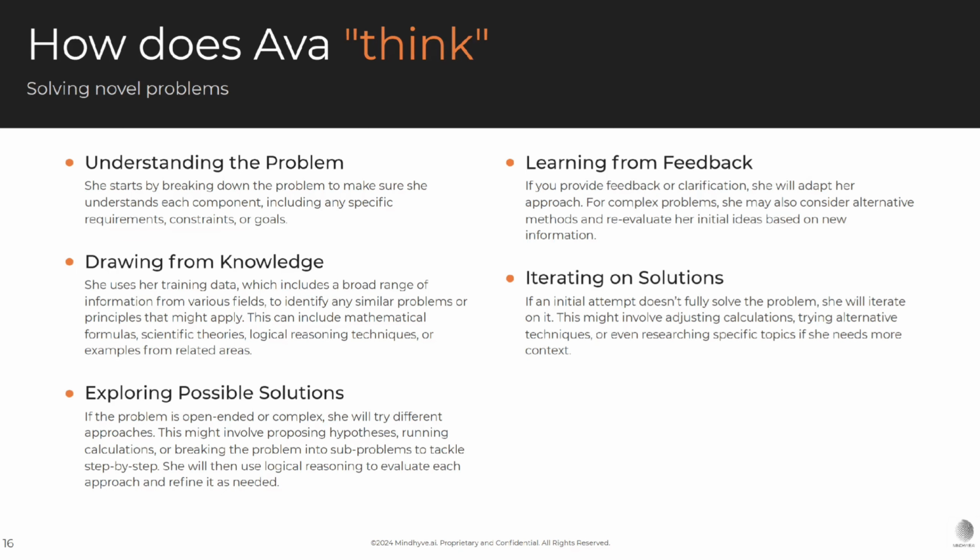It's a 6-part process. She first understands the problem. She'll break it down into smaller components. And she'll bring along with it any specific requirements, constraints, or goals around those components. Then she'll draw from pre-trained data. She'll draw on chemistry, genomics, constitutional law, whatever she's trying to come up with a novel concept for, she'll draw on her knowledge.